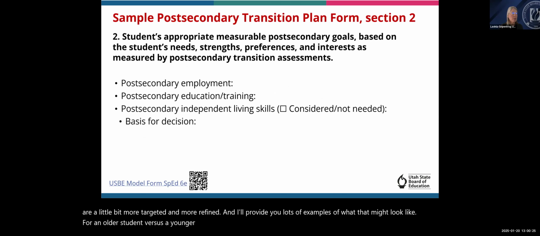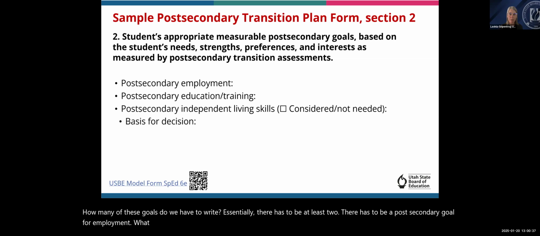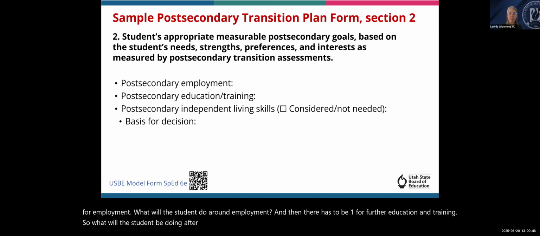Okay, so how many of these goals do we have to write? Essentially, there has to be at least two. There has to be a post-secondary goal for employment. What will the student do around employment? And then there has to be one for further education and training. So what will the student be doing after graduation in terms of further education and training? It doesn't have to be college. We'll talk about what that might look like.